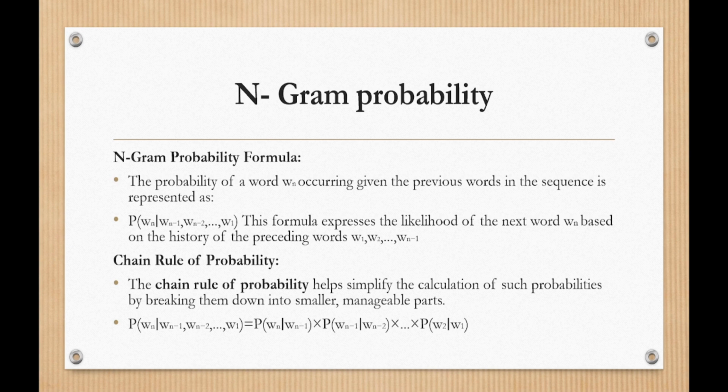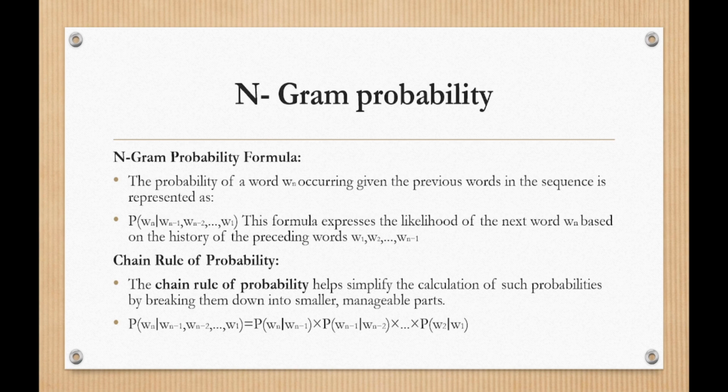Now come to the next topic, n-gram probability. Imagine you are trying to guess the next word in a sentence. The probability tells how likely a word is to come next based on the words before it. For example, if a sentence is I am learning, you might guess the next word is NLP because I am learning often leads to NLP. The formula is the probability of w_n given w_1 to w_(n-1), which means what is the chance that the word w_n will come next on the basis of the words before it.